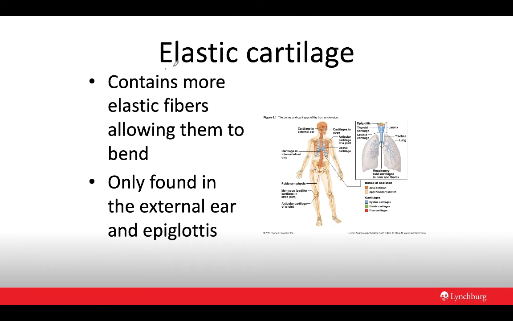Elastic cartilage is our second type of cartilage. As the name implies, this is going to include a higher concentration of elastic fibers, so it allows it to be a little bit bendy. You see elastic cartilage in two locations in the body. One is the external ear, and the second one is the epiglottis, which is the tiny little flap of elastic cartilage that prevents food from traveling down into your lungs and routes it down your esophagus like it's supposed to.